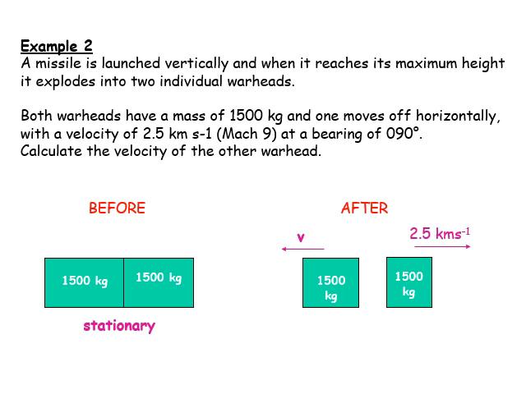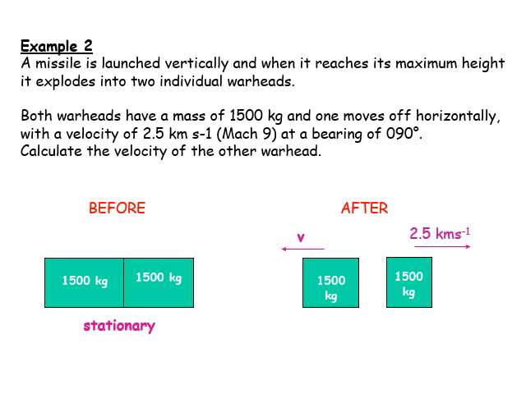Okay, let's have a look at a second example here. So we've got a missile that is launched vertically, it reaches its maximum height and then explodes into 2 individual warheads. At its maximum height, its vertical velocity would be 0 at that point. And it explodes into 2 that move off. One moves off horizontally, and we're asked to work out the velocity of the other one.